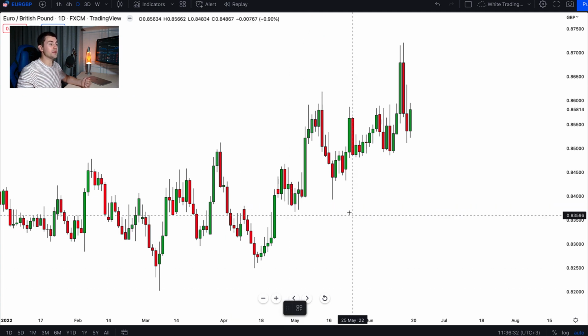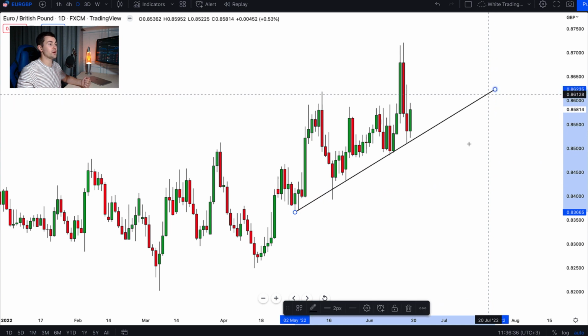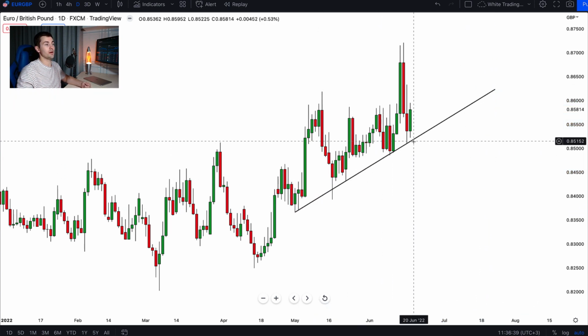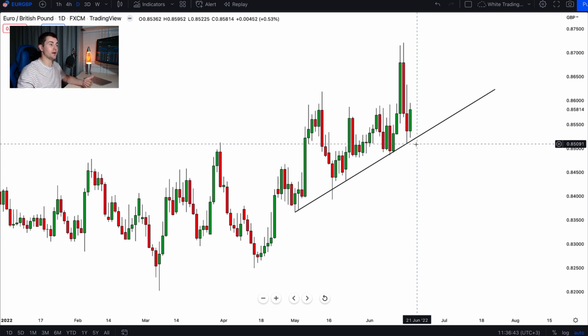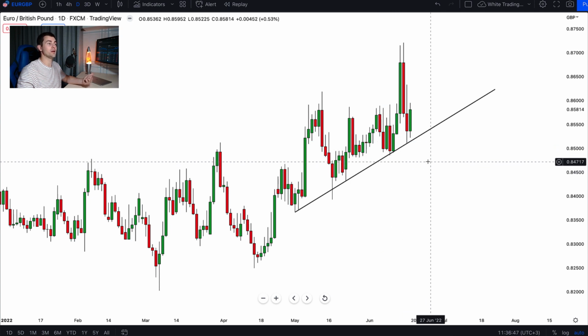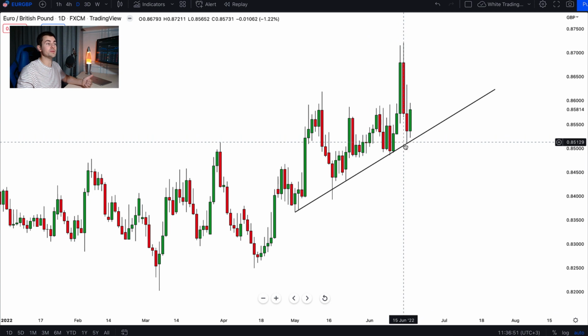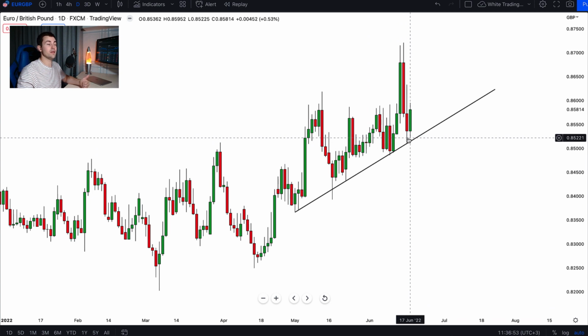And analyzing the lows, I spotted right here a very peculiar rising trend line. Yes, you can see how nicely the pair respects that trend line. And you can see that in the past, from that trend line, we saw very strong bullish rallies. So when the market was testing that trend line this week, I was looking for confirmation to buy the pair.